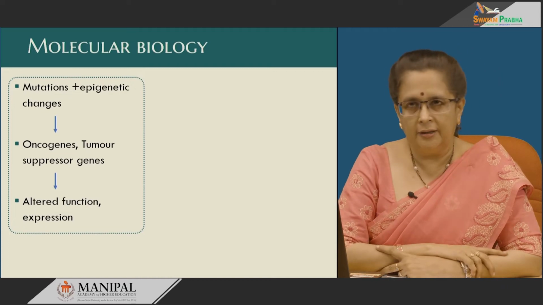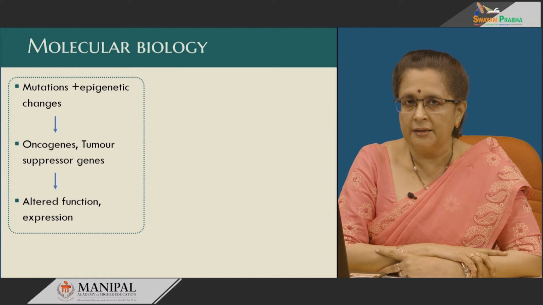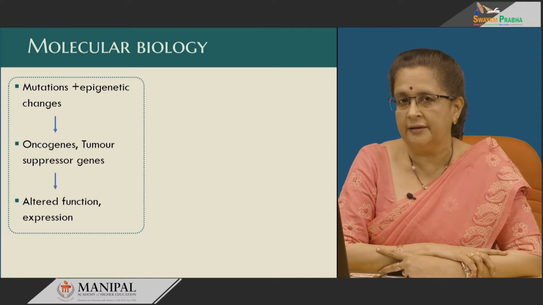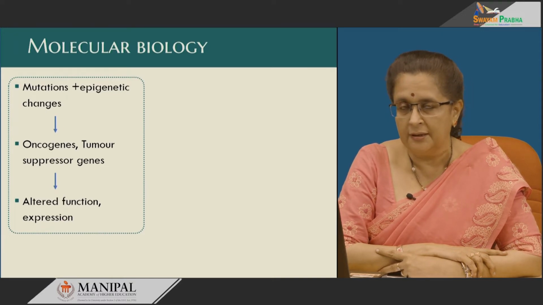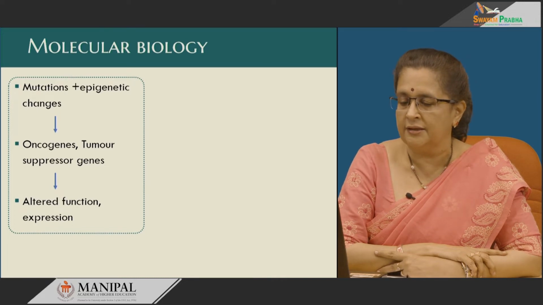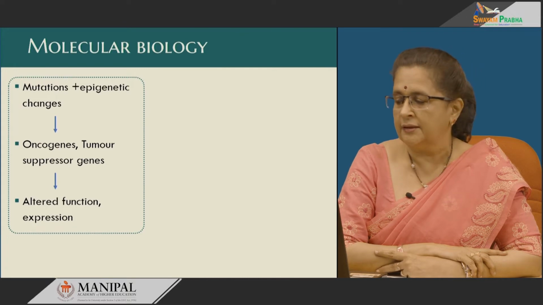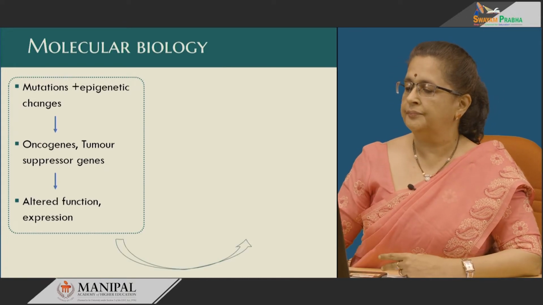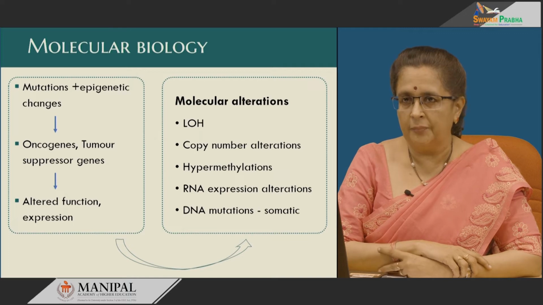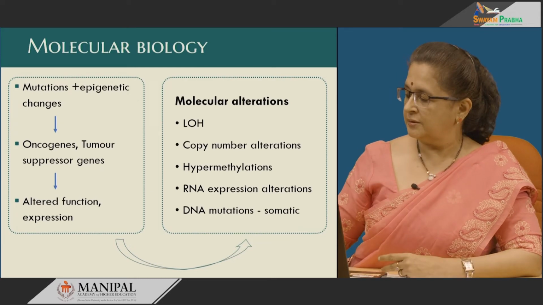Now, molecular biology of head and neck squamous cell carcinomas. It usually is because of the carcinogenic agent affecting the oncogenes and the tumor suppressor genes. This is by mutations or epigenetic changes, and this gives rise to a lot of functional changes, that is, the genetic function is altered. These changes include loss of heterozygosity, copy number alterations, hypermethylation, RNA expression alterations and somatic DNA mutations.